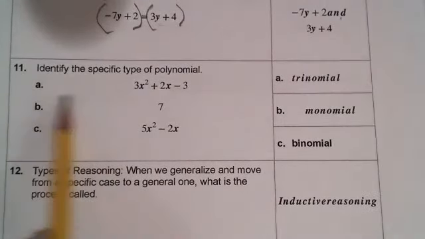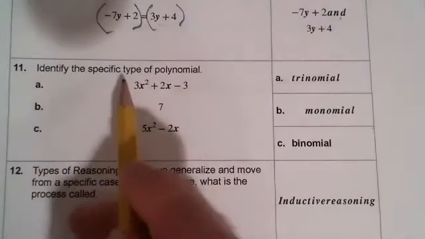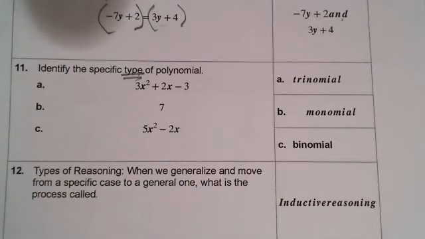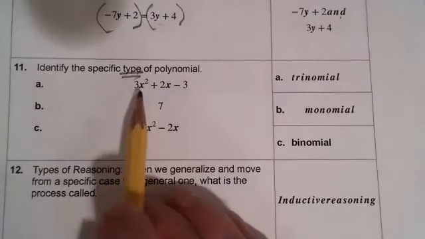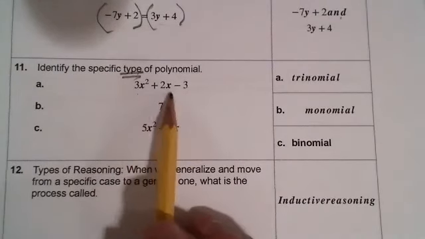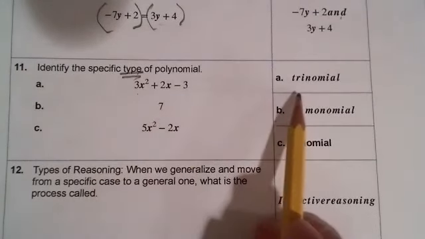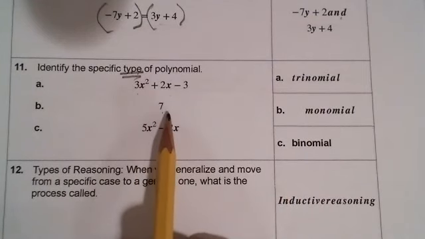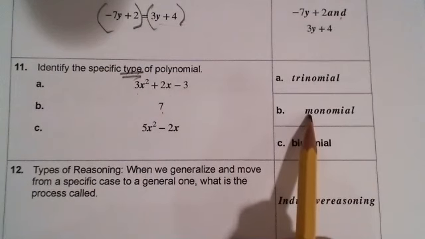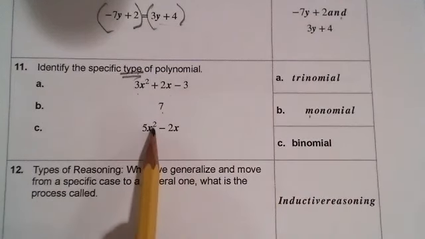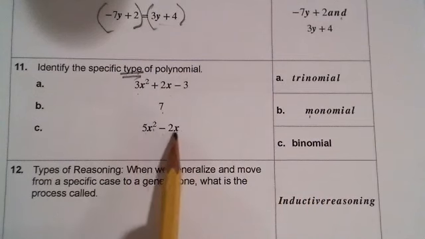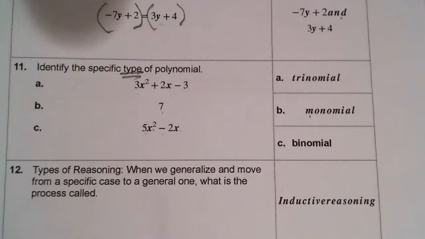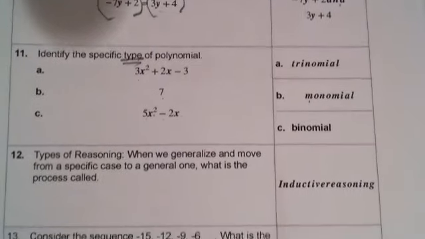So identify the specific type of polynomial. You'll notice a week or so ago, I think it was last week, we talked about polynomials. This has 3 different terms in it. So it's a trinomial. This has only one term. This type of polynomial only has one term. So it's a monomial. Mono means one. And this has 2 terms. They're separated by a plus or a minus. So it's a binomial. You can look at your notes to review that concept, but you have those notes.